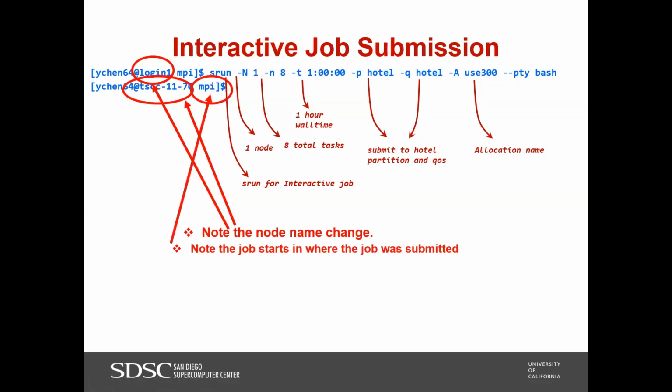Another thing you can notice is that the SLURM job starts in the directory where the job was submitted. That's unlike the PBS jobs. In a PBS job, if your interactive job starts, you start in your home directory. But now SLURM knows where you submitted your job, and directly starts the job in that directory.